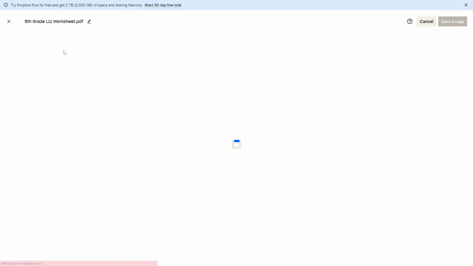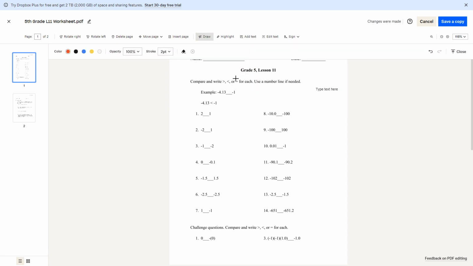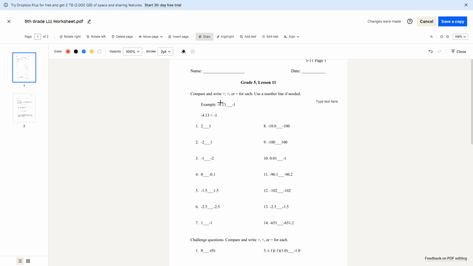Hi everybody, today I'm going to be doing the lesson 5 or grade 5 lesson 11 worksheet. Compare and write greater than, less than, or equal to for each. Use a number line if needed. Example: negative 4.13 is greater, or no, less than negative 1 because they're negative.